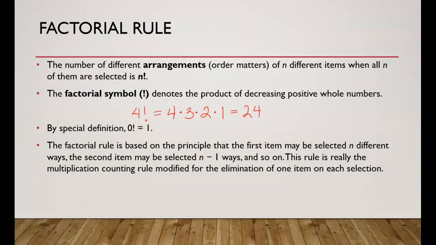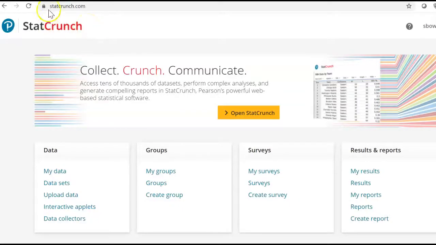The factorial is based on the principle that the first item may be selected n ways, the second item may be selected n minus 1 ways, and so on. The rule is really the multiplication counting rule modified for the elimination of one item on each selection. Before we proceed with the example on using factorial rule, let me show you how to use StatCrunch to find a factorial of a number.